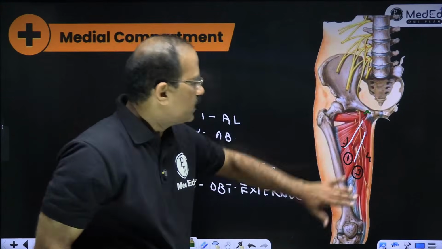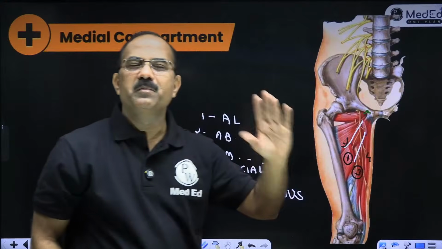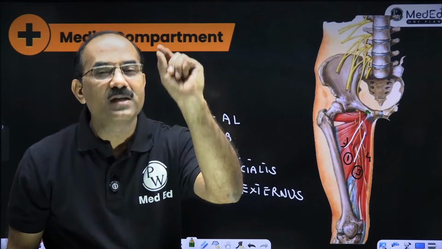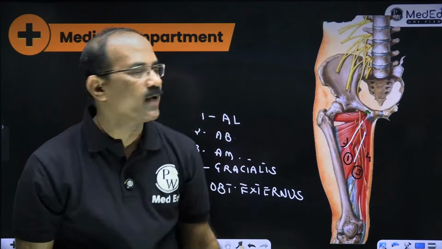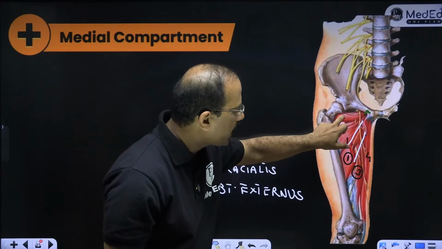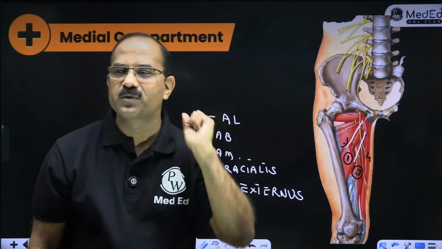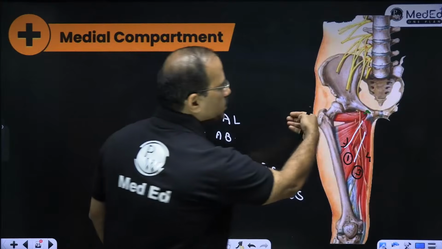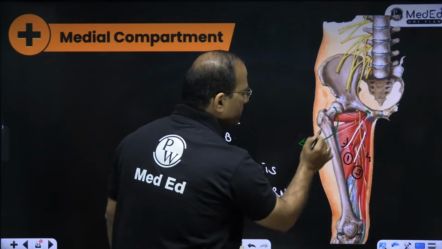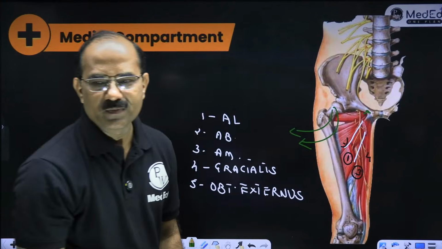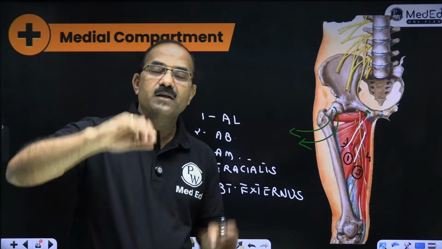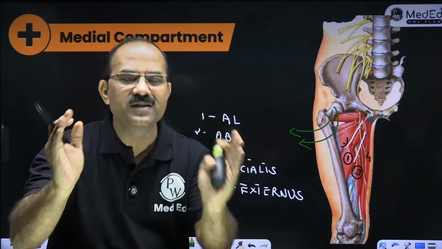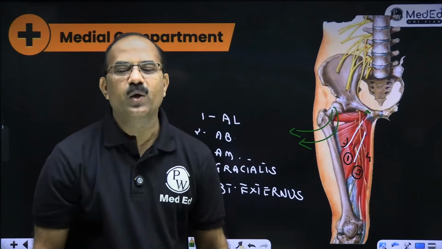Okay, now ये जितने भी muscles हैं adductor compartment में, they do adduction and medial rotation. बस एक exception है, that is obturator externus. What is that exception? Obturator externus पीछे जा रहा है. So when it contracts, it turns the femur like this, like this.